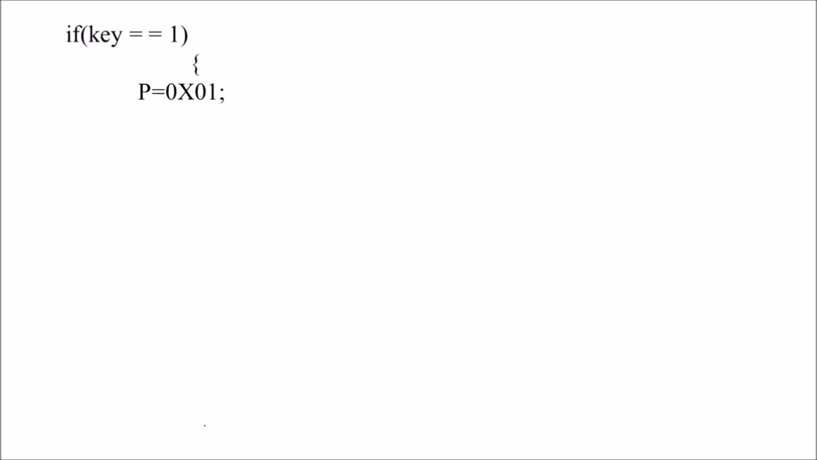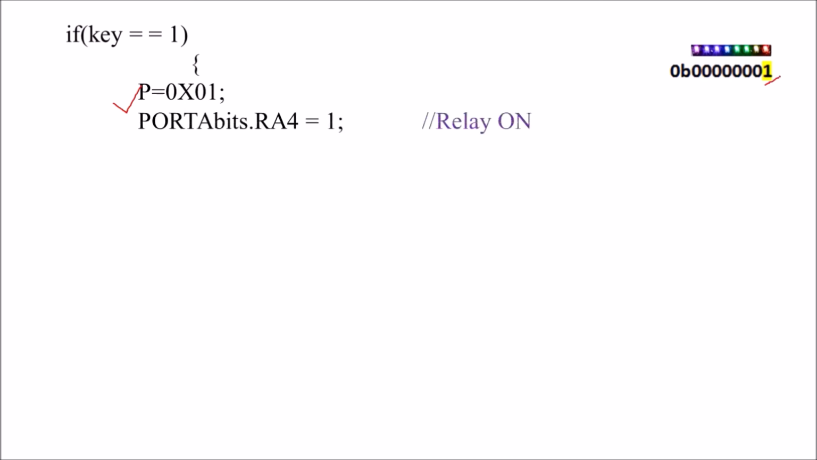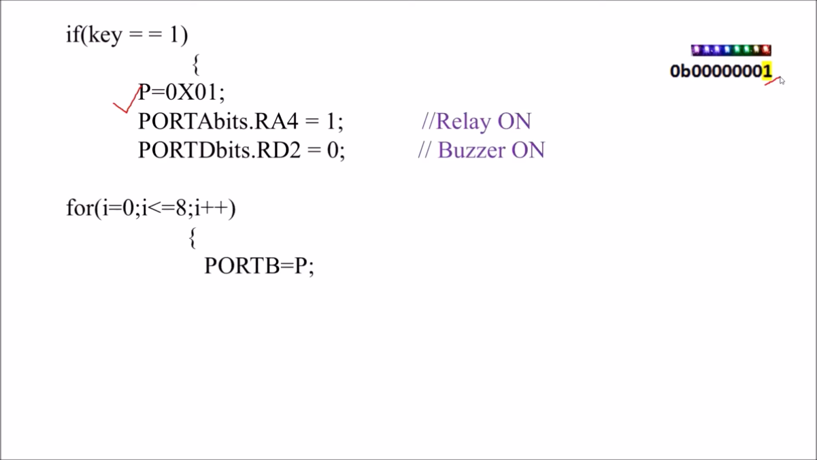Now if switch 2 is pressed, that means if the key variable is 1, then we initialize this P with value 0x01. That means now the LED will chase in the other direction. That means this 1 will shift in the left direction. So we'll initialize this value with 0x01. Then the relay should be on, so at RA4 we'll send logic 1. Then the buzzer should be on, so at RD2 we'll send logic 0, and again 8 times we'll repeat this.